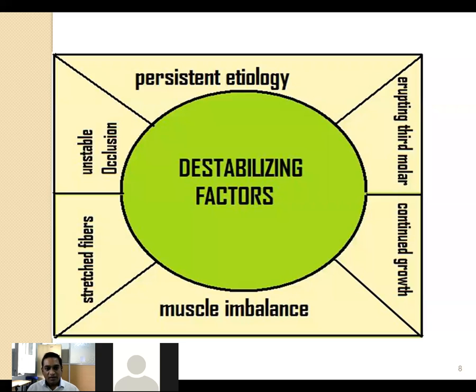And the last, which is very important, is unstable occlusion. If the occlusion after the correction of orthodontic treatment is not stable, if it is not in a class 1 molar relation, if it is not in cusp fossa relations, then also relapse will take place. These are the factors which are responsible for the relapse of the malocclusion.